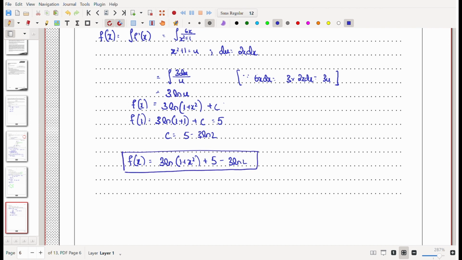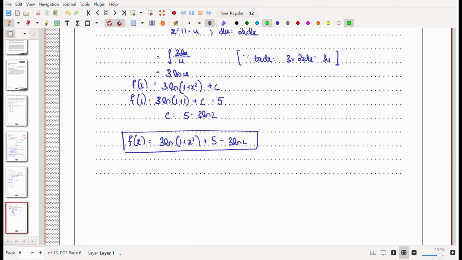Now, of course, you can simplify this expression in many ways, such as combining the logarithms by saying f of x is equal to 5 plus ln of (1 plus x squared) whole cubed by 8, or any other variation, but for us, we will just leave it right here.